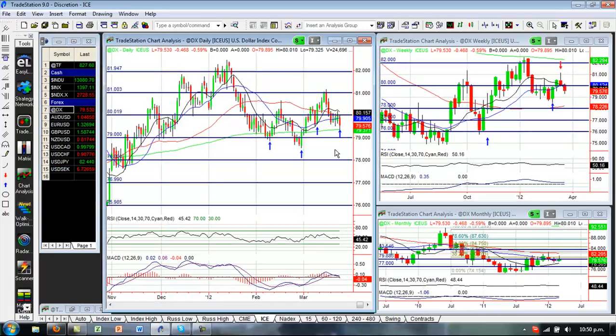And dollar index looking bearish, and the major currencies that make up the dollar index also supporting that view. Hope that helps everybody.